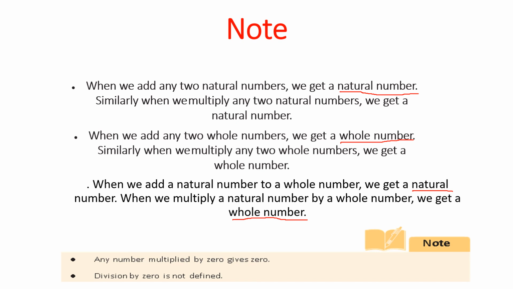Any number multiplied by 0 gives 0. எந்த நம்பரையும் 0 கூட multiply பண்ணீங்கன்னா 0. Division by 0 is not defined. அதாவது எந்த ஒரு நம்பரையும் 0 வால divide பண்றதுங்கிறத இன்னுமே define பண்ணல. அந்த வேல்யூ வந்து கண்டுபிடிக்க முடியல. ஓகேவா? That number is not defined.